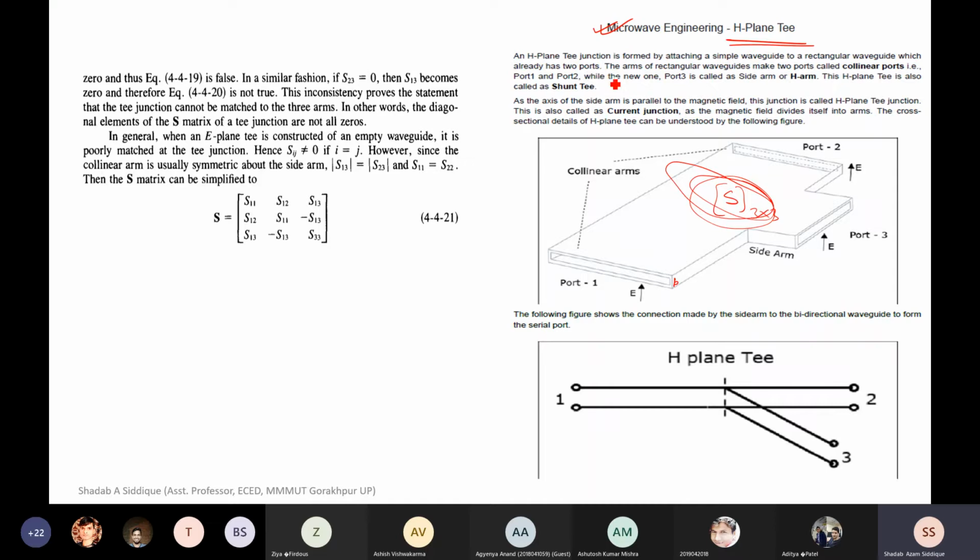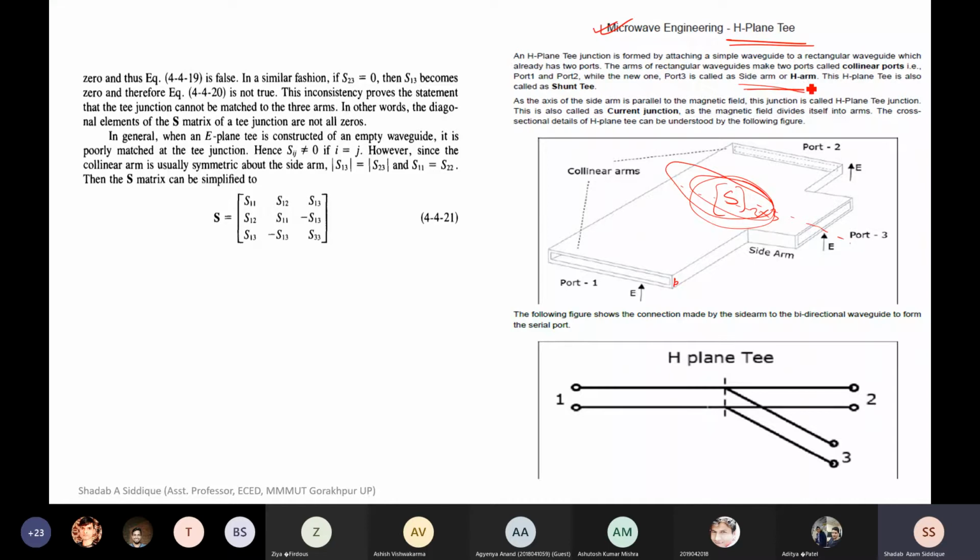Okay, so we take two rectangular waveguides, each having two ports, and these are connected in this fashion. Now you can see the axis of the side arm will be in this way. Here the arm of the rectangular waveguide makes two ports, called collinear ports, that is port 1 and port 2, while the new port 3 is called the side arm, also called the H arm.